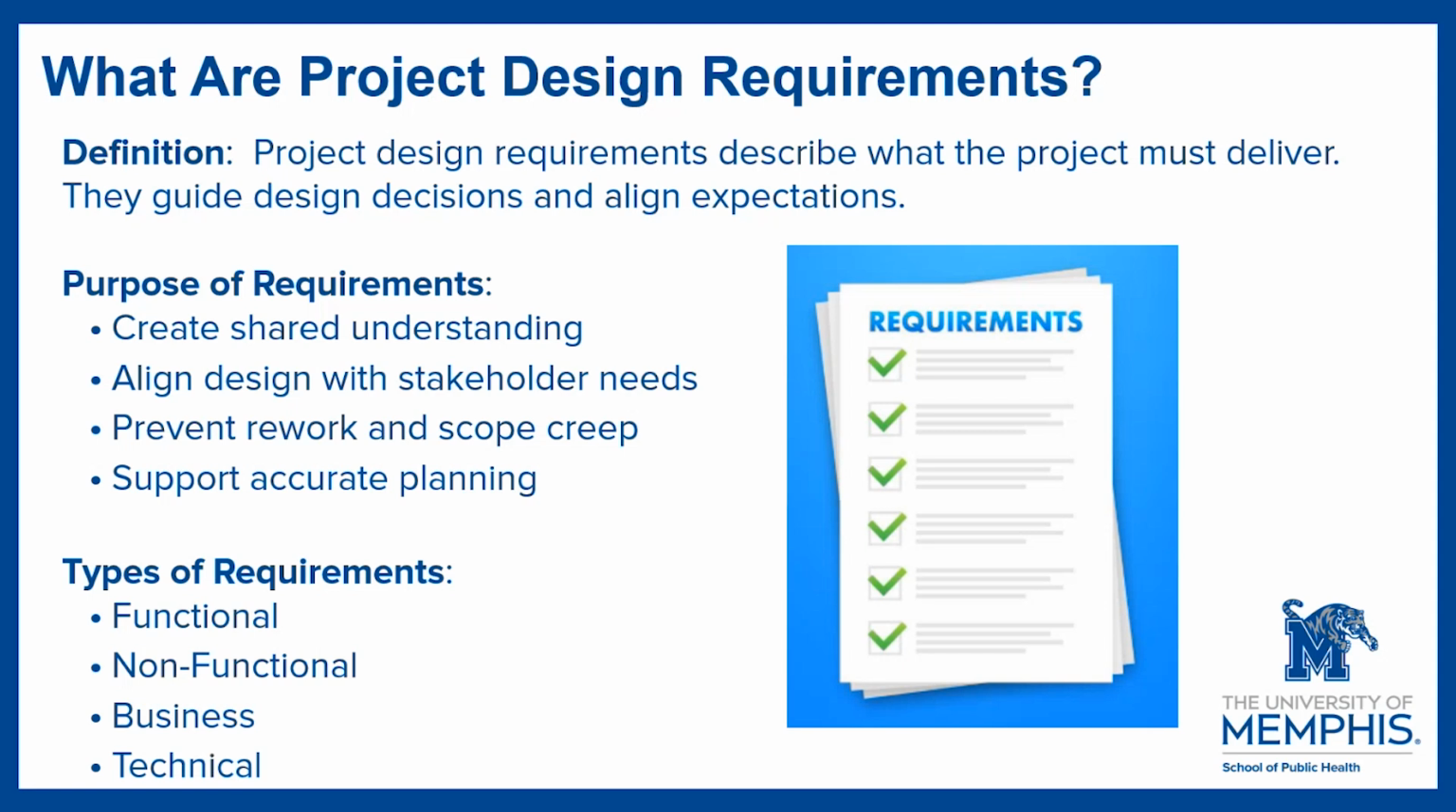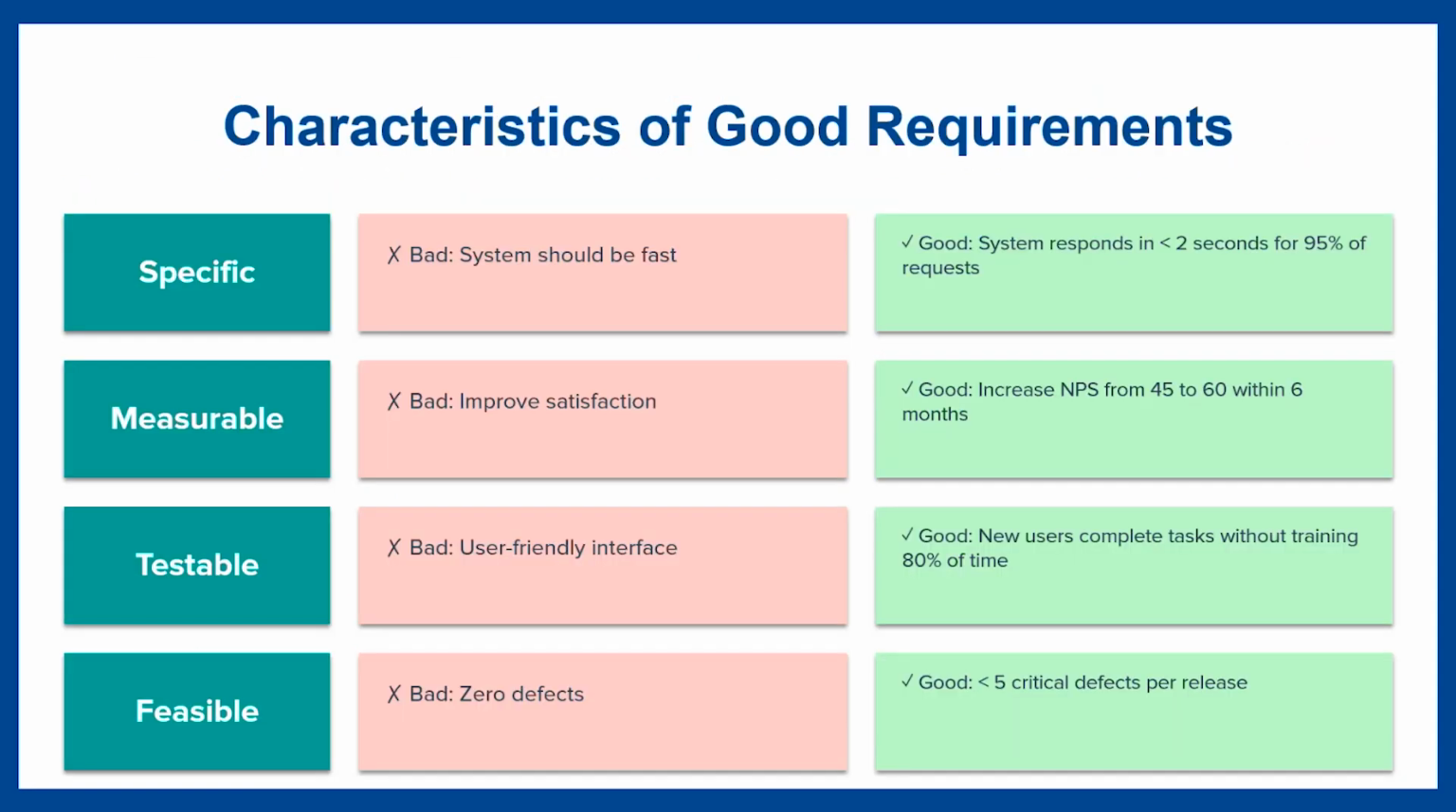Now, there are types of requirements. The first one is functional. Functional focuses on performance, quality, and usability. Functional requirements: what the solution must do. Non-functional requirements is performance, quality, and usability. And business requirements: the problem to solve or value to deliver. Technical requirements are platforms, integrations, and constraints. On the next slide, we look at the characteristics of good requirements.